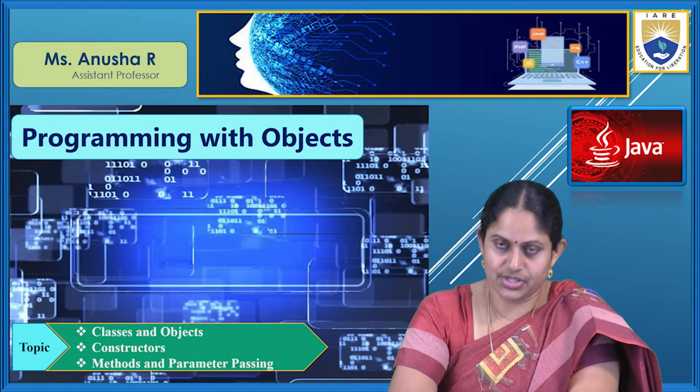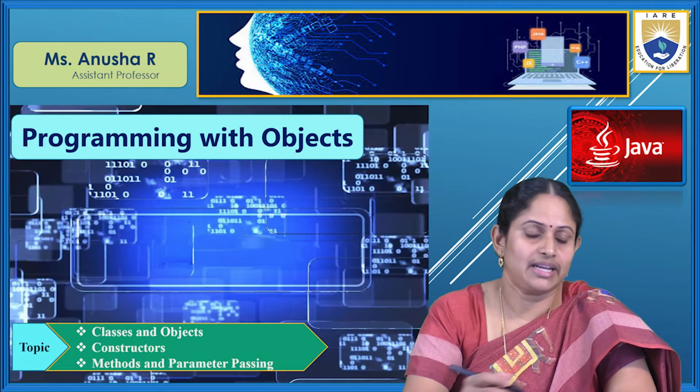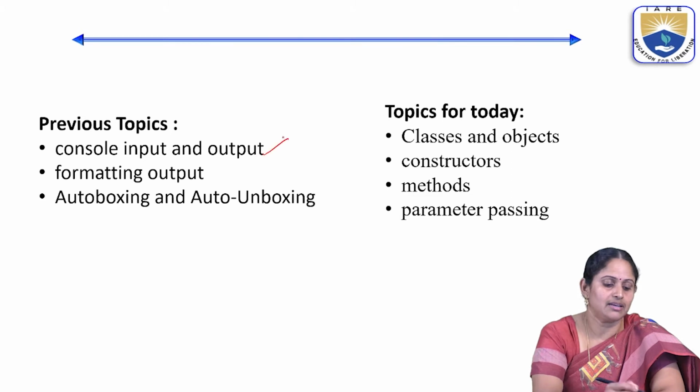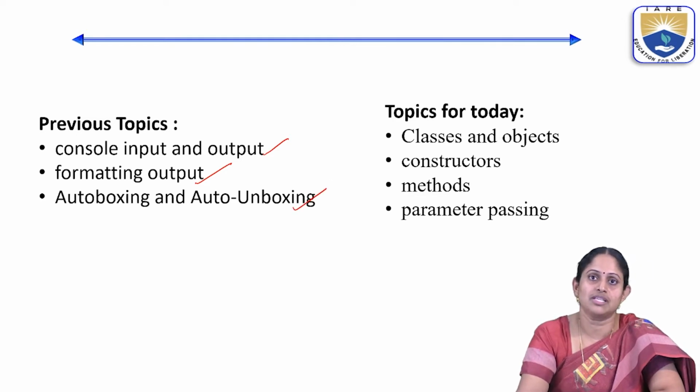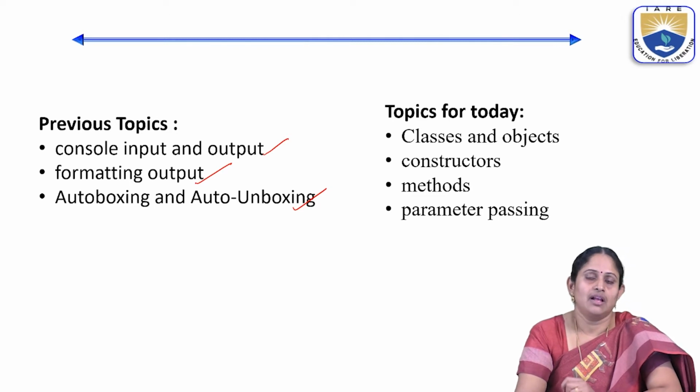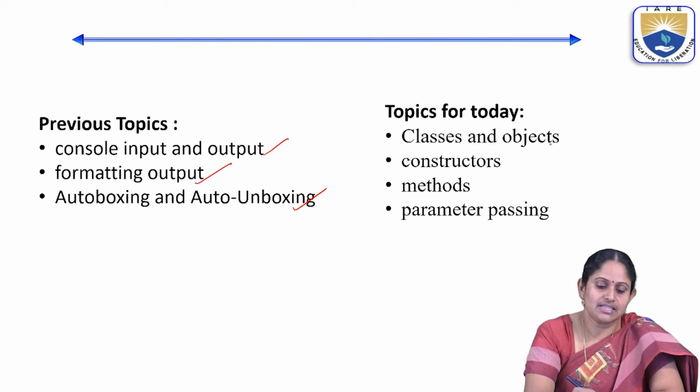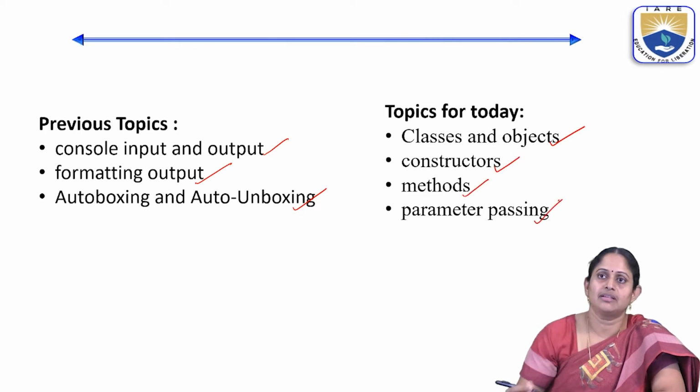In the previous session, we discussed writing data into the output and reading from the input, then how to format various data according to our wish, and how to autobox and unbox. What is autoboxing and unboxing in Java? Now, in today's class, we will discuss classes and objects, constructors, methods, and parameter passing.